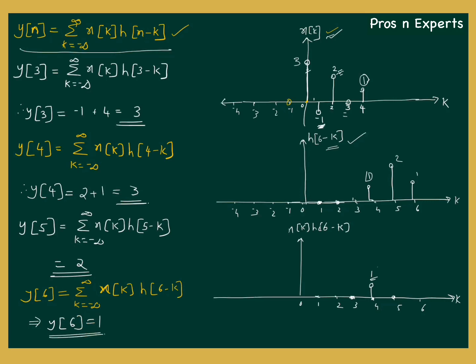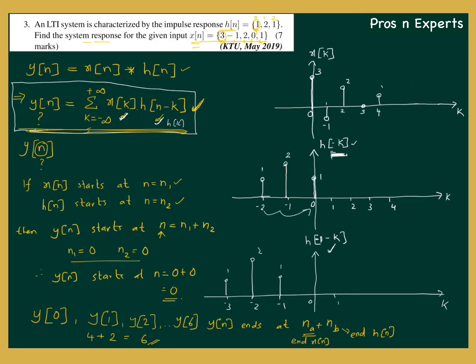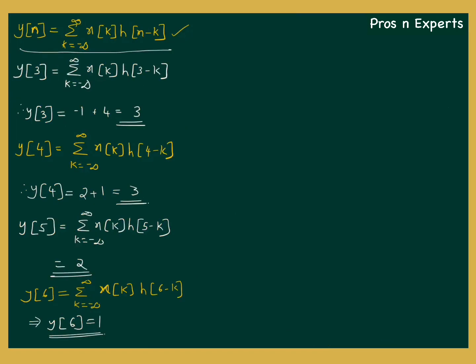So we have found all the samples for the output, but we must be very sure about the question. Find the system response is the question. We have found all the samples, and it will be very good if you consolidate all these samples into the output, or else you can draw the actual signal y of n. Right. So to plot this signal, the variable is n. So we're going to draw y of n.